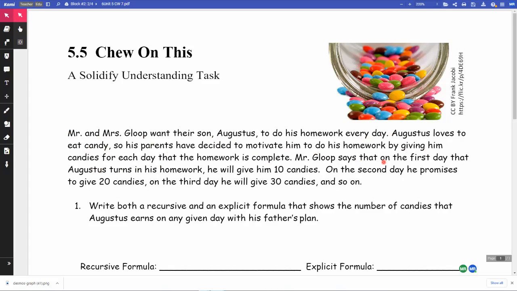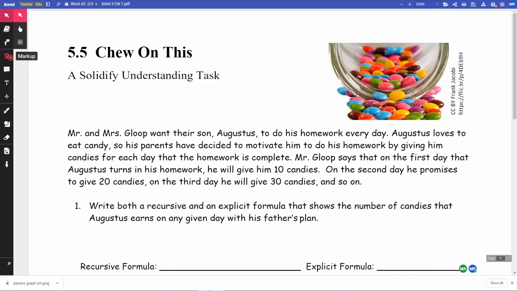Mr. Gloop says that on the first day that Augustus turns in his homework, he will give him 10 candies. On the second day, he promises to give 20 candies. On the third day, he will give 30 candies, and so on. So I'm just going to highlight.